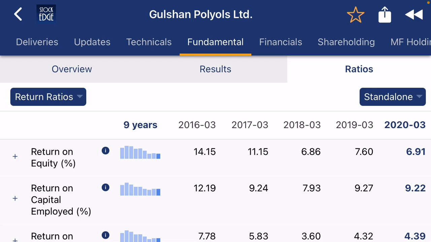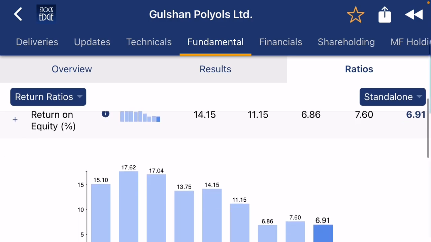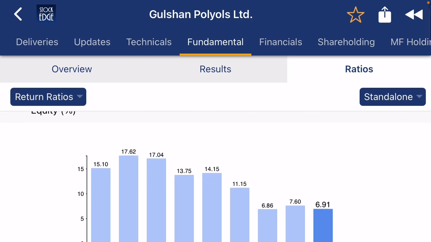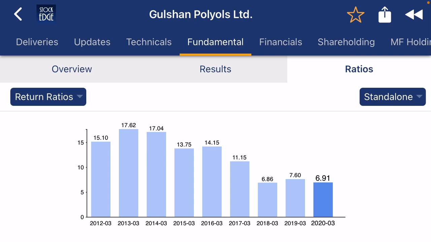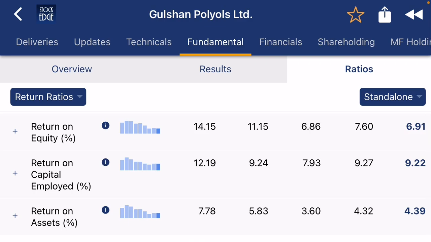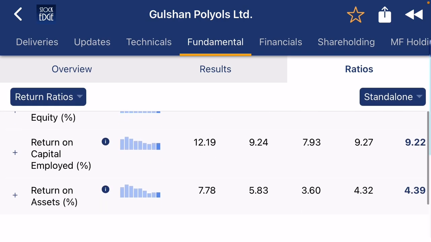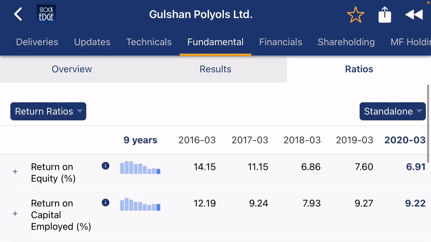Return on capital employed, the company right now is showing a flat scenario. Return on equity is showing 6, 6.86, 7.7, 7.69, 6.91, a flat indicator for the return on equity. Return on capital employed also, you can see a flat scenario, 9.22. Return on asset is 4.39.